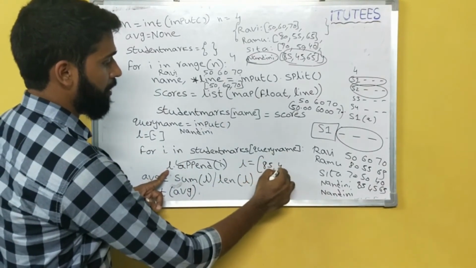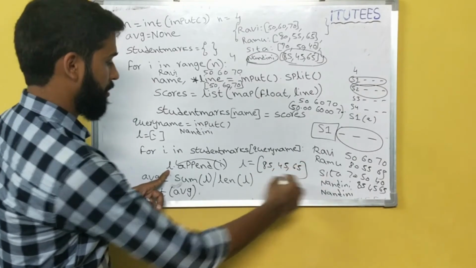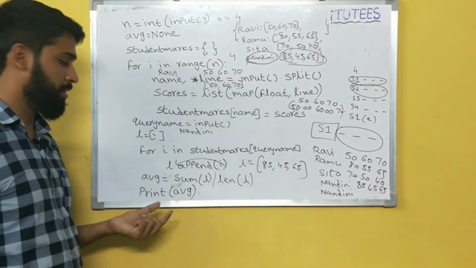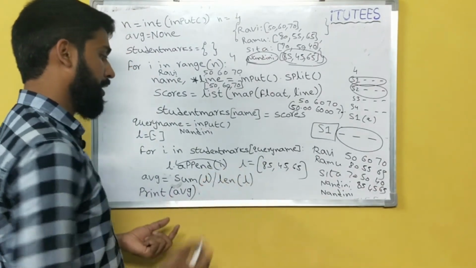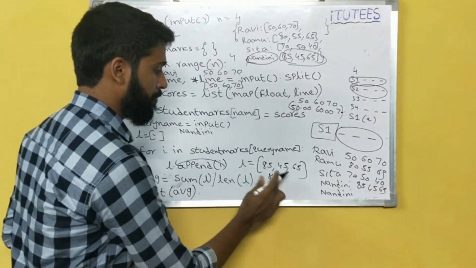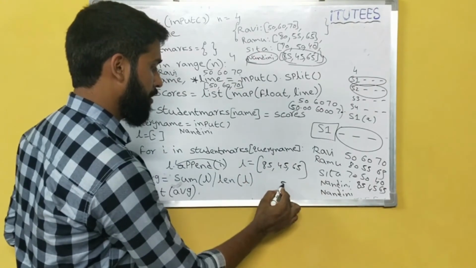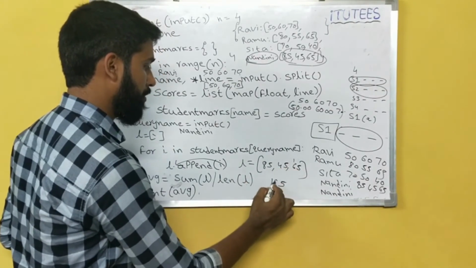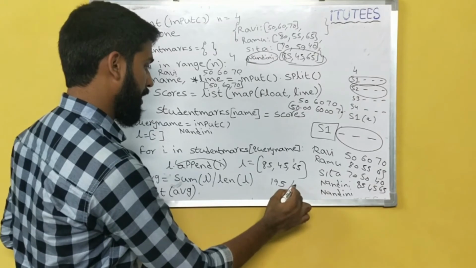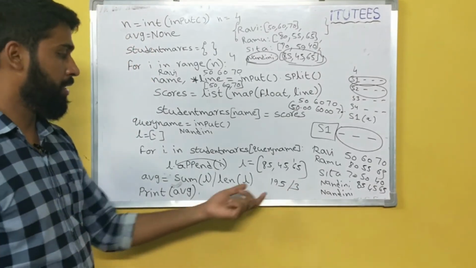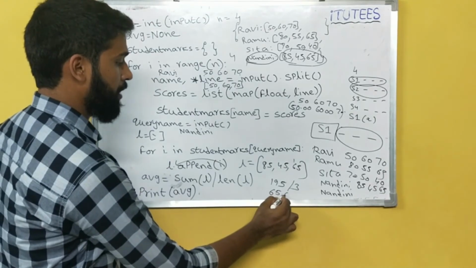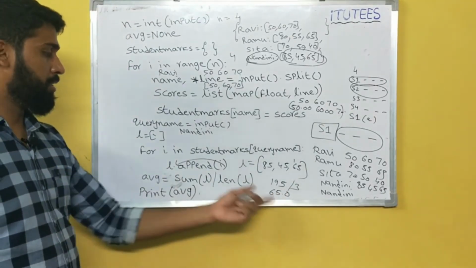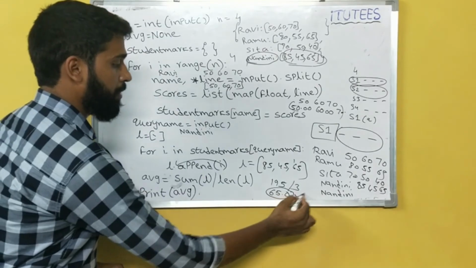85, 45, 65. So next I find the average. Sum of L: 85 plus 45 plus 65, by 3. 85 plus 45 plus 65 is 195. 195 by 3 means 65.0. So this is the expected output, 65.0.